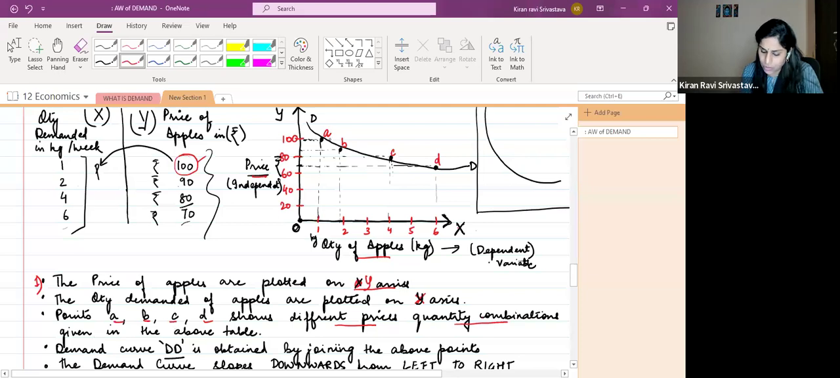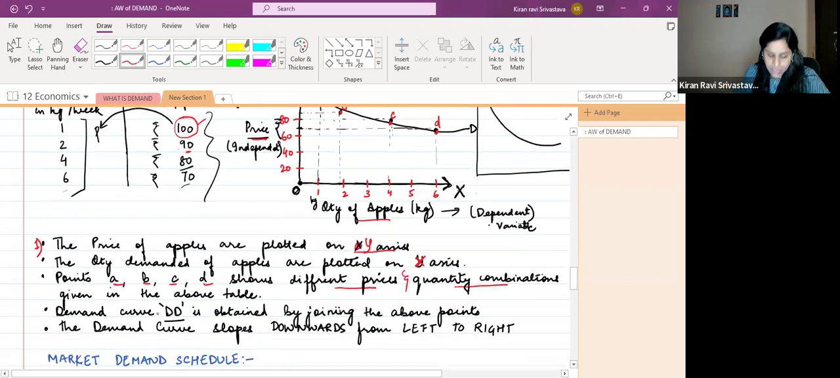So point A is one combination. Point B is one combination. Point C is one combination. Point D is one combination. Combination of what? Price and quantity demanded. So at 100 rupees price, the person is demanding 1 kg of apple. So this is the first combination. At 90 rupees price, the person is demanding 2 kgs of apple. This is the second combination. Similarly, third combination and the fourth combination. The points A, B, C, D show different prices and quantities demanded given in the above table.